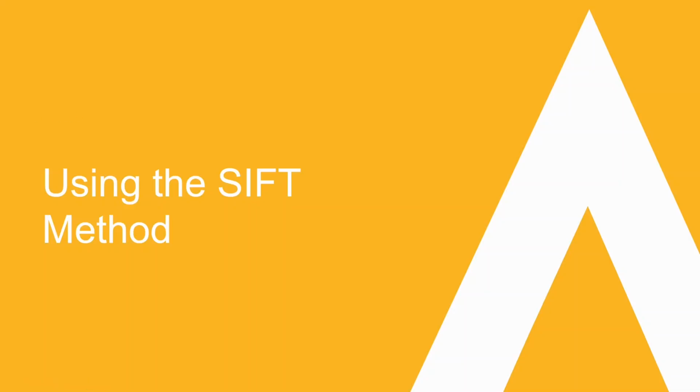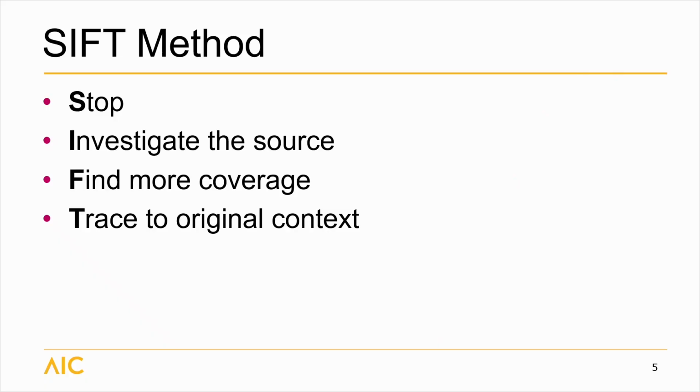Hi! In this video, you'll learn how to use the SIFT method to evaluate a source. The SIFT method is a four-step process that you can use to evaluate articles, especially those you see on the web or social media. The letters in SIFT are an acronym for the four steps: stop, investigate the source, find more coverage, and trace to the original context.